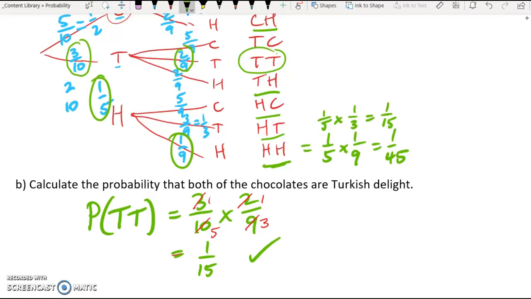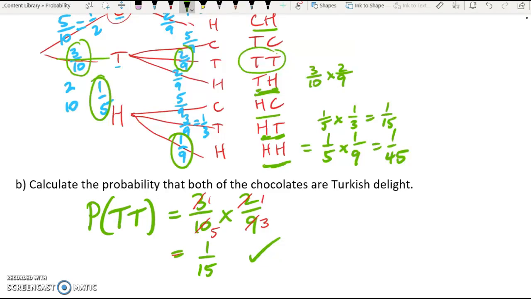Now, I'm actually going to jump up to this one here. This one was hazelnut Turkish Delight. I'm going to look at Turkish Delight hazelnut. That should be the same probability. If we have a look, it's 3/10 for this one up here, multiplied by 2/9.